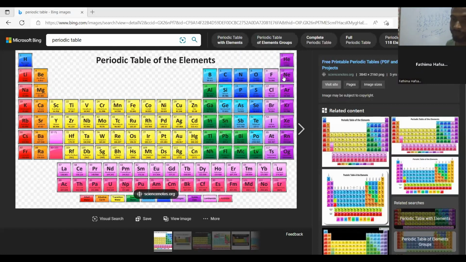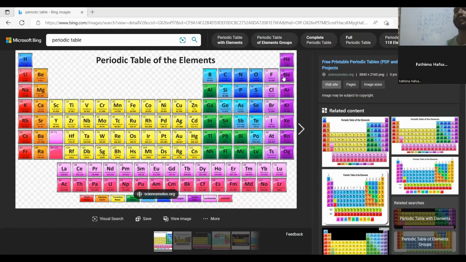Right, so electronic configuration: the electrons in the atoms are in the shells, one by one. If this is the nucleus of the atom, this is the first shell, this is the second shell, this is the third shell. Electrons are here in the shells.